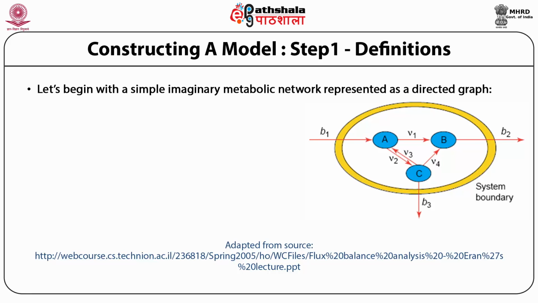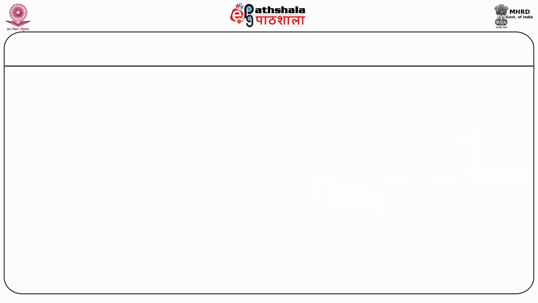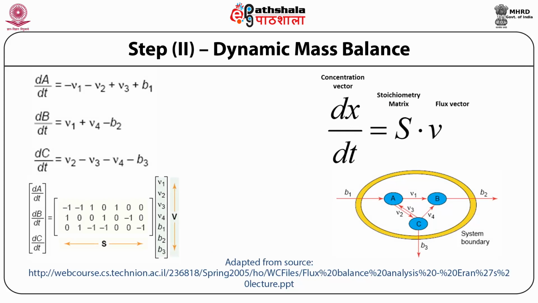Now, these blue colors are the nodes, which are the metabolite species. Red colors are the edges by which they are connected, and the black ones are input and output. So we can have some exchange which is inside, or we can have external flux. So we set up equations like this. Once we set up those equations, we can formulate the actual differential equation of it.